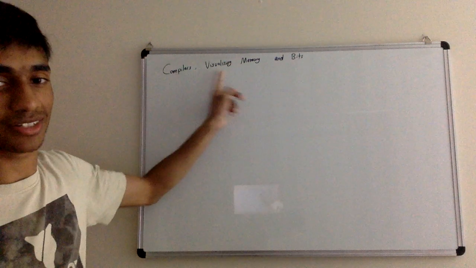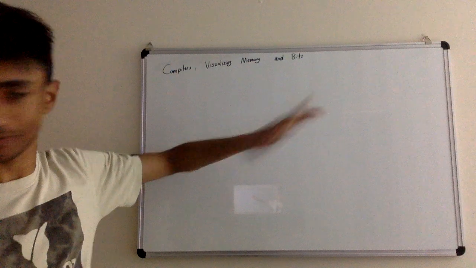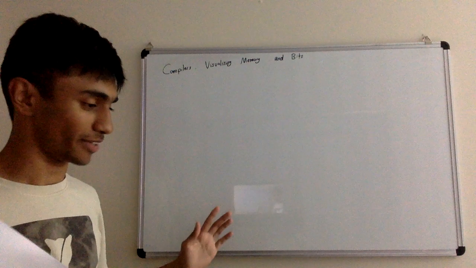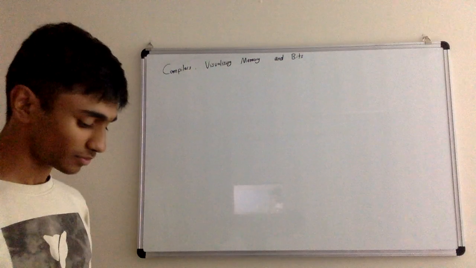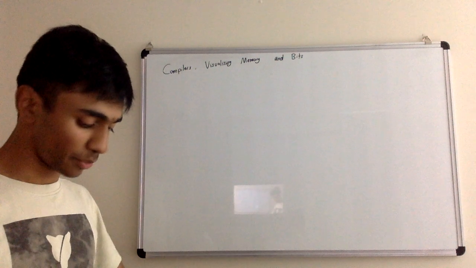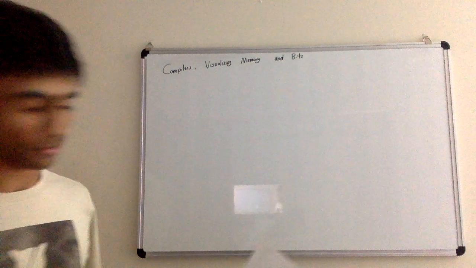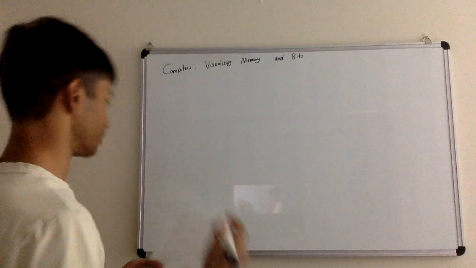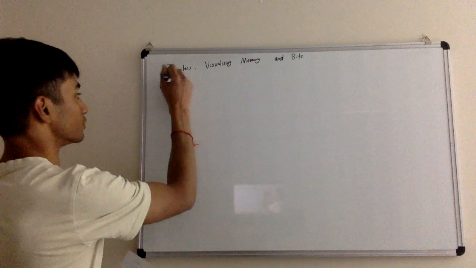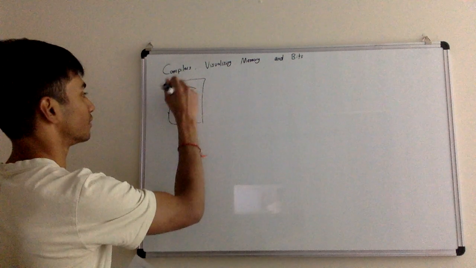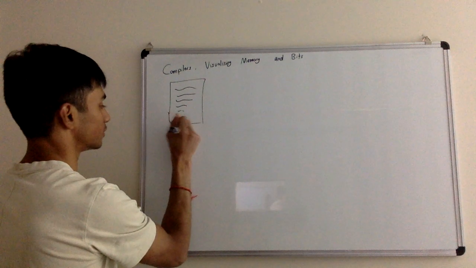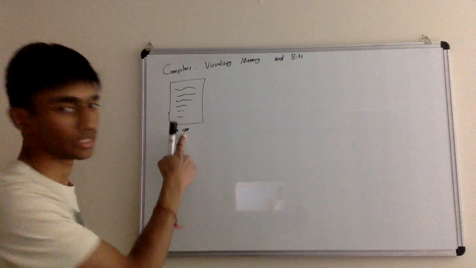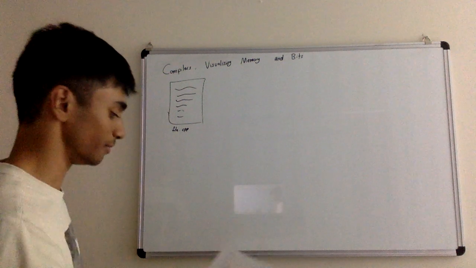So compilers, memory, and bits. Just want to make sure everyone knows what that is. So starting with a compiler. This is a C++ book that we're working through. So generally speaking, we will be writing C++ code. So we'll have a file, for example, and we'll have some stuff in it. And we'll have some file name like file.cpp, CPP being the extension for a C++ program.